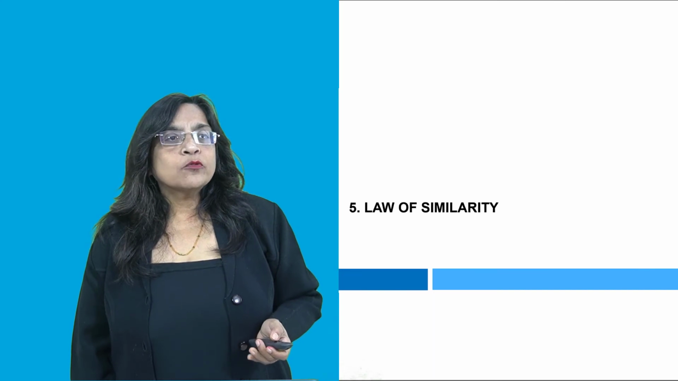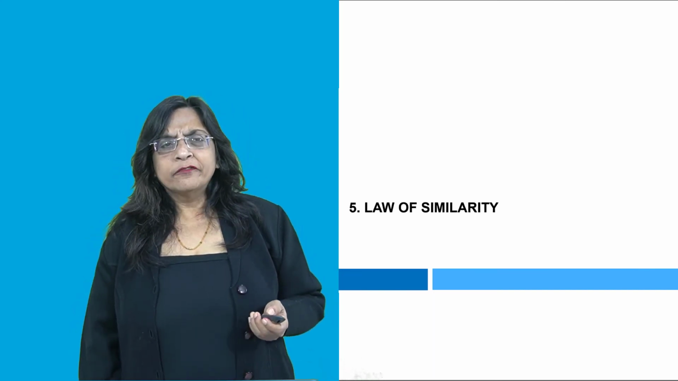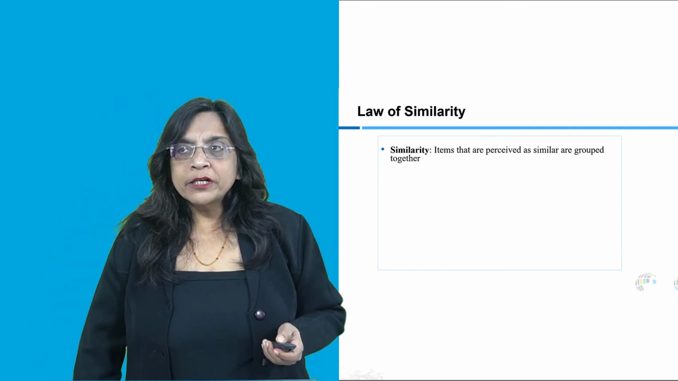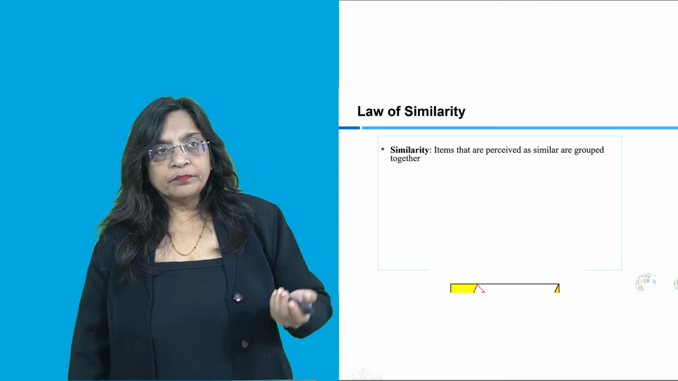Now let's look at the last one in this, which is the law of similarity. This is not very different. It is similar in a way, but it's still a very important thing. Items that are perceived as similar are grouped together, naturally.